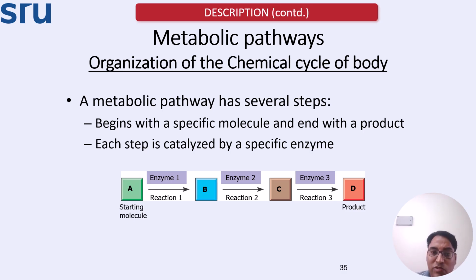A metabolic pathway has several steps. To start with, I'm showing a part here. Starting molecule, like A to B, B to C, C to D, and so on. Reaction 1, I'm calling it reaction 1, because this may be a key component. Then 2, 3, with enzyme 1, enzyme 2, enzyme 3.